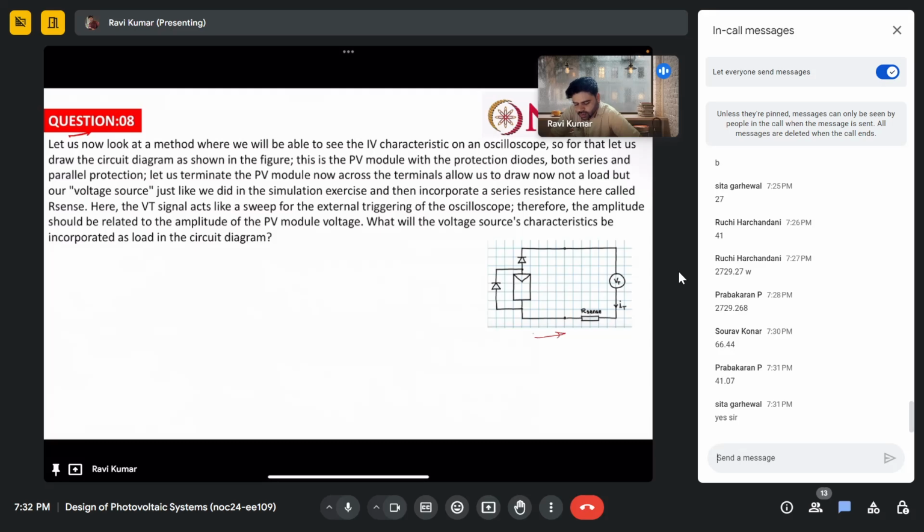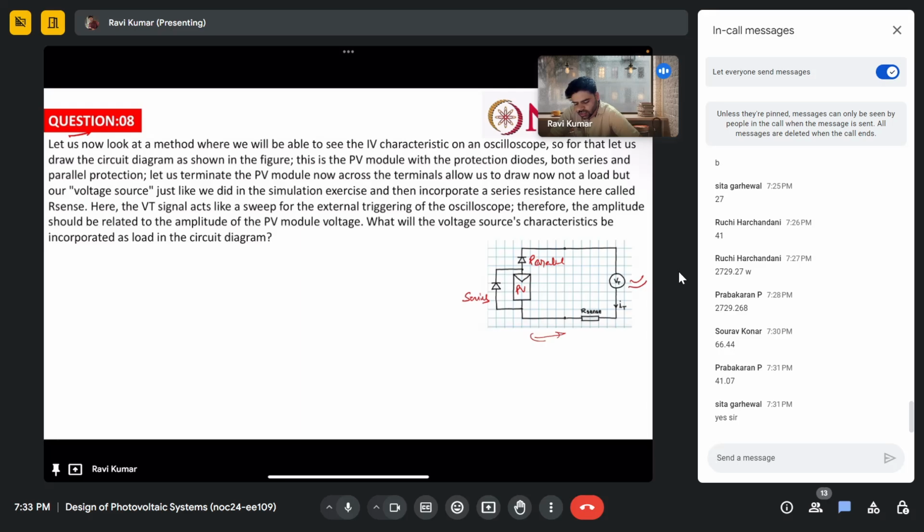This is the PV module with the protection diode. This is our PV module, and these are the protection diodes, both series and parallel. This one is the parallel one, this one is the series one. If we connect in series, then this will work. Let us terminate the PV module now across the terminal. Allow us to draw now not a load but our voltage source, meaning we have connected it with a voltage source.